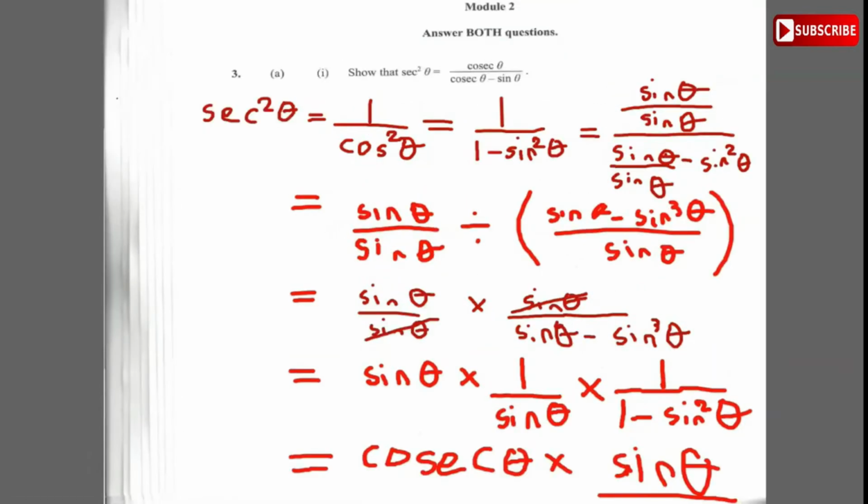So now we just need to show that this part is the same as 1 over cosec minus sine. We need to show that this is 1 over cosec minus sine. Let's see how we can do that.